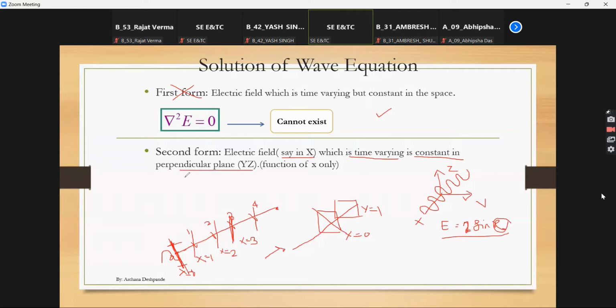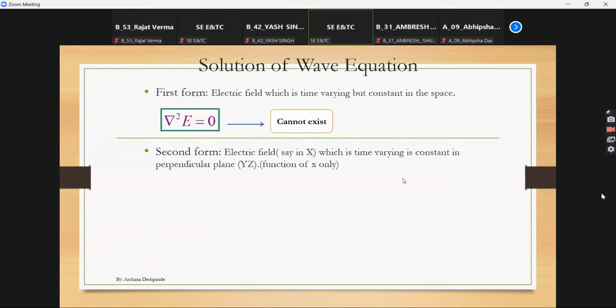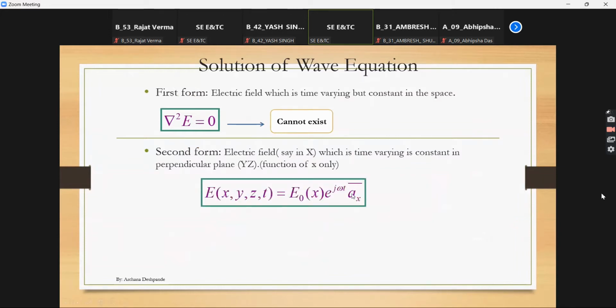Okay, so this is also one of the forms. Again, this form they have discarded and they have come to a new form, which is the third form. So how do we express this electric field? This electric field is expressed like this. As you can see here, x, y, z, t. This electric field is varying with respect to x, y, z and time also.